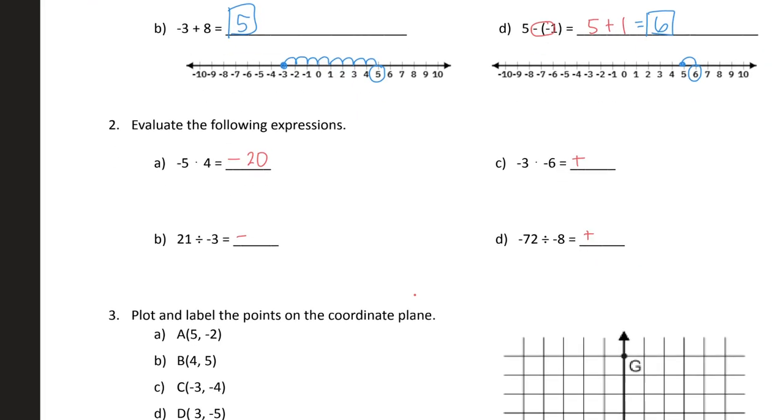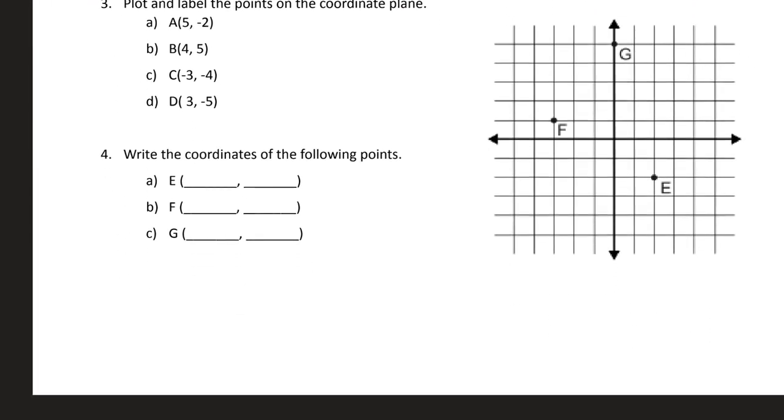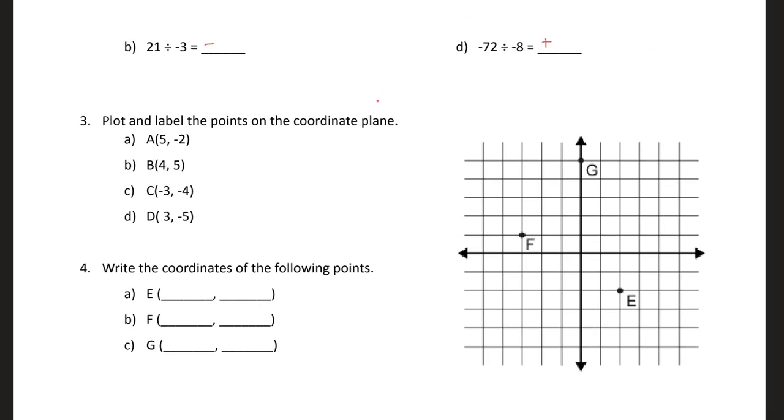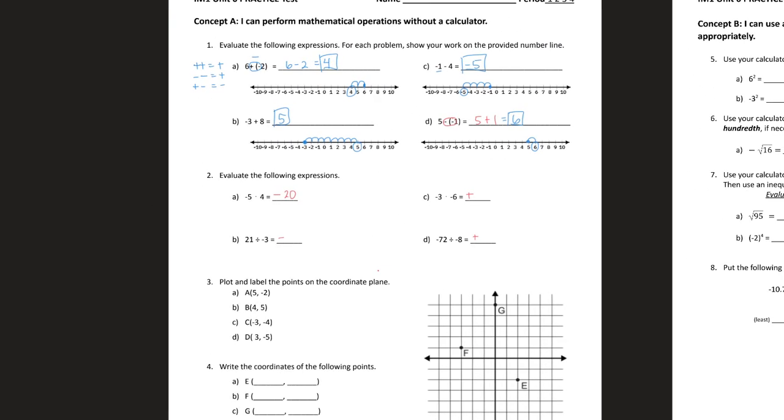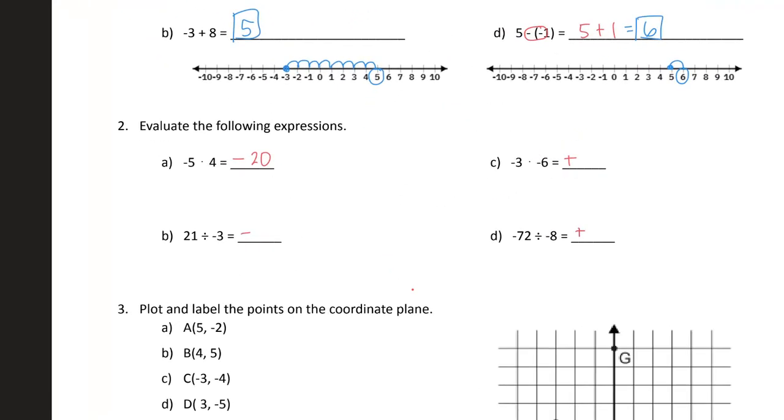For B, I have -21. Oh, so this is a division problem. So we're dividing by 3. So we're going to look in our 3 row, and we're going to find the 21. Here's a 21, and I'm going to look up. So my answer is going to be 7. So my answer here, we already know is negative, is going to be -7.